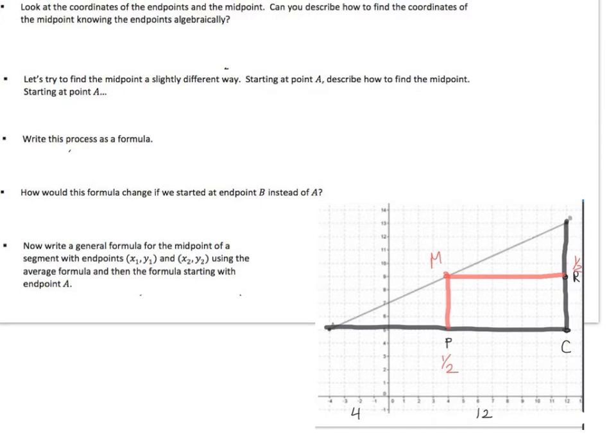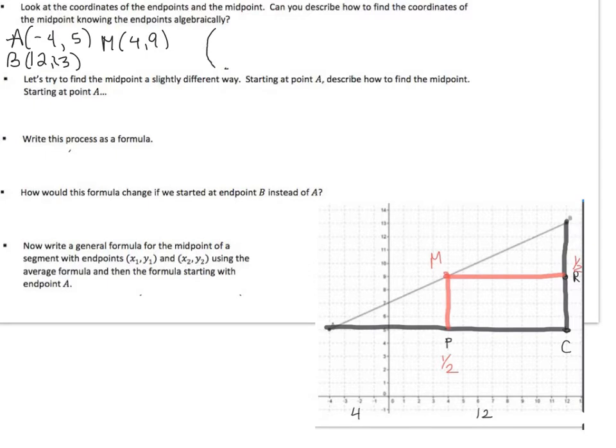I needed another slide, right? So look at the coordinates of the endpoints and the midpoint. Can you describe how to find the coordinates of the midpoint, knowing the endpoints algebraically? If I look at the coordinates of A, we wrote down A, it was at the beginning, negative 4, 5, and B was 12, 13. And then point M was, let's see, point M, 4, 9. So algebraically, how can I come up with M when I know A and B?